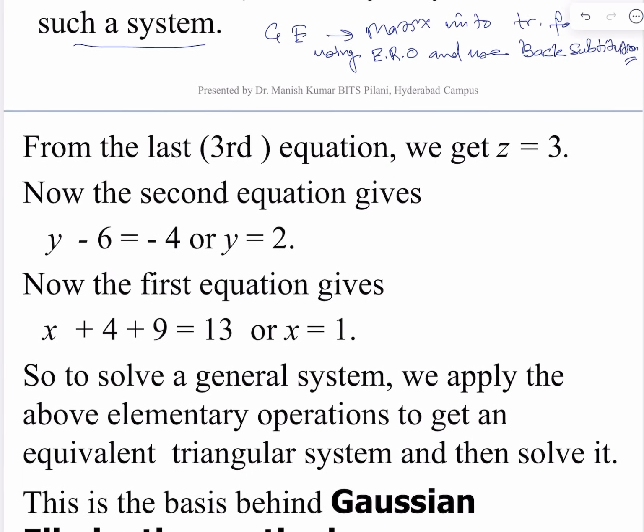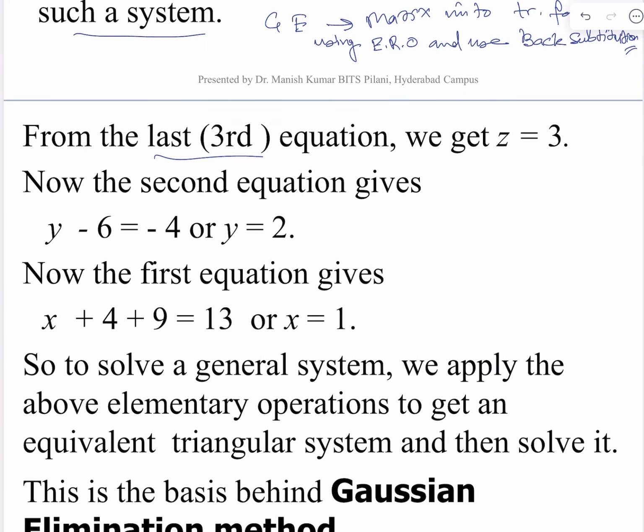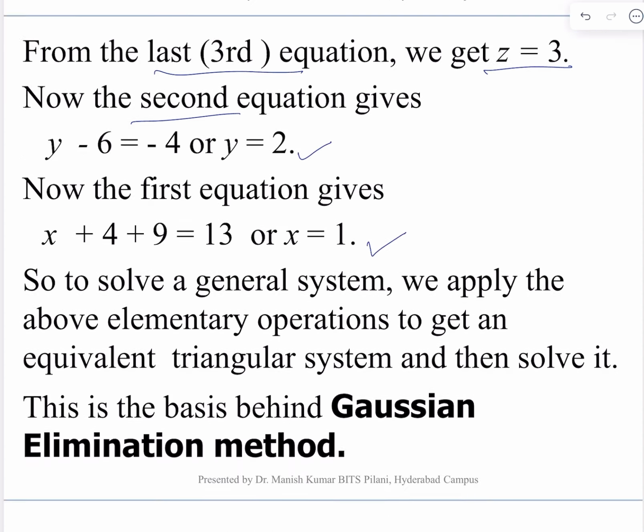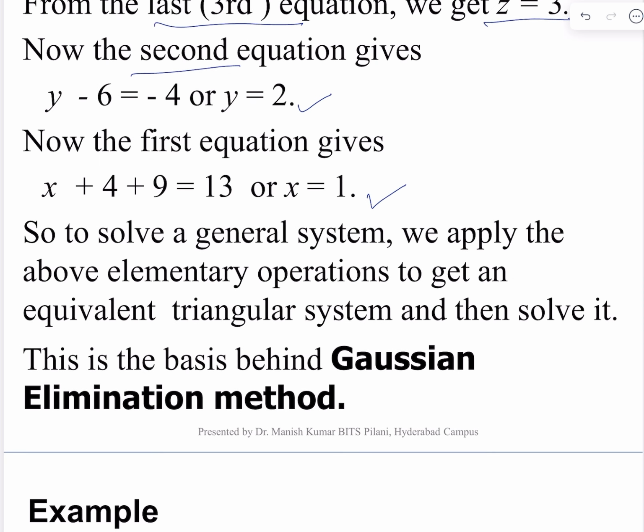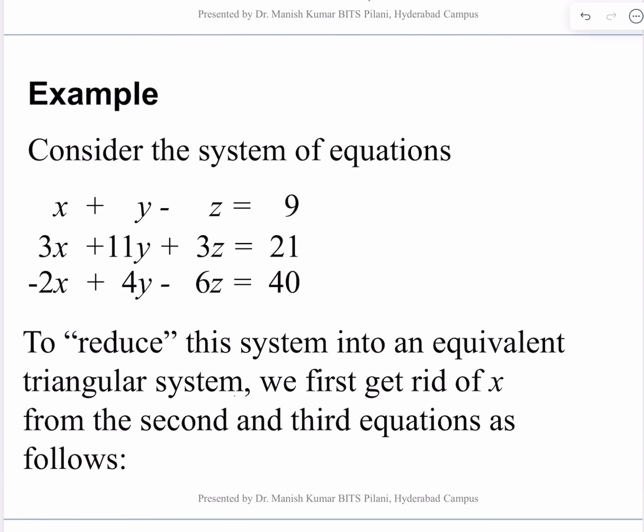So now let us see: in the last, third equation z equal to 3, then in the second equation put the value of z, get y equal to 2, and then go to the first equation, put the y and z values to get x. So to solve the general system we apply the above elementary row operations to get an equivalent triangular system and then solve it using back substitution. This method is known as the Gauss elimination method. Let us do one example.